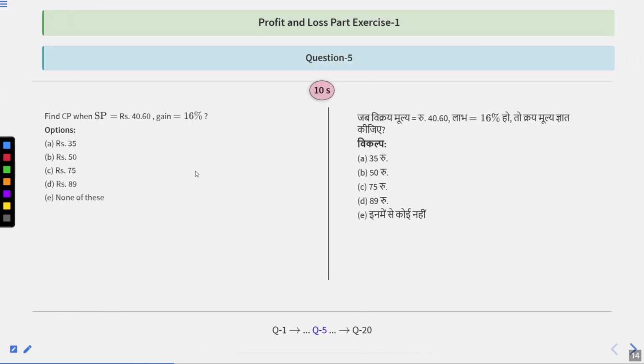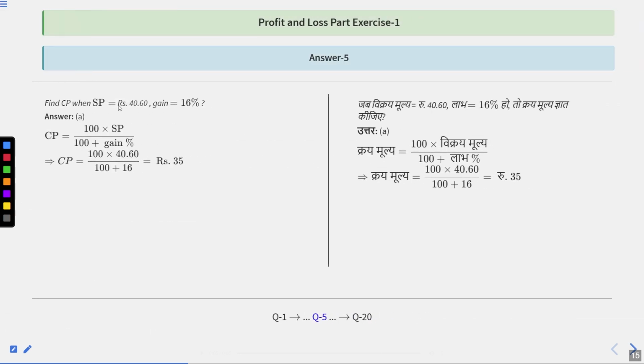Next one. Find CP when SP is 40.60 and gain is 16%. So you have 5 options and 10 seconds to solve this question. Your time starts now. Now time's up. Let's see the solution.